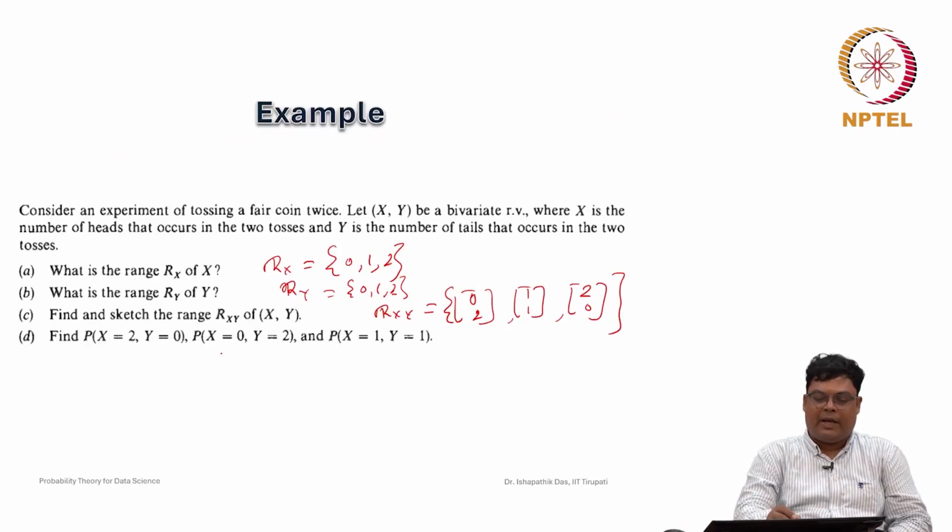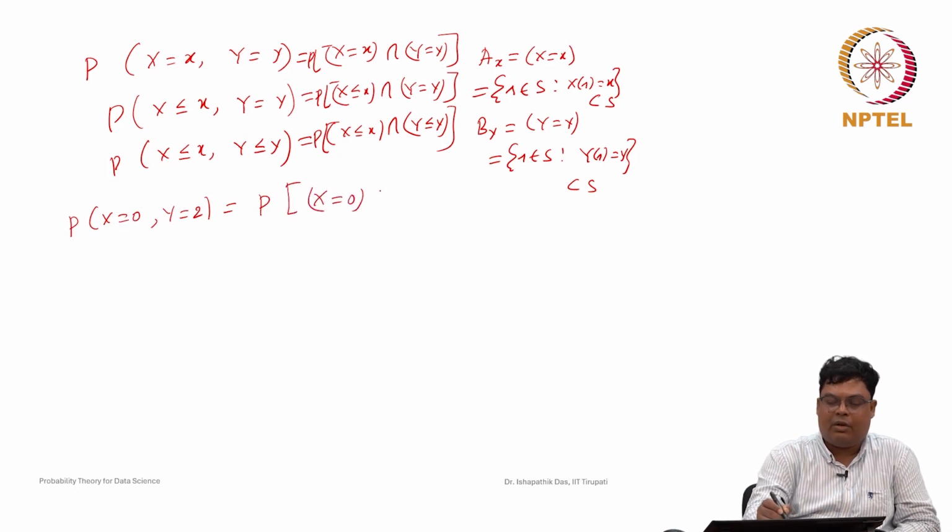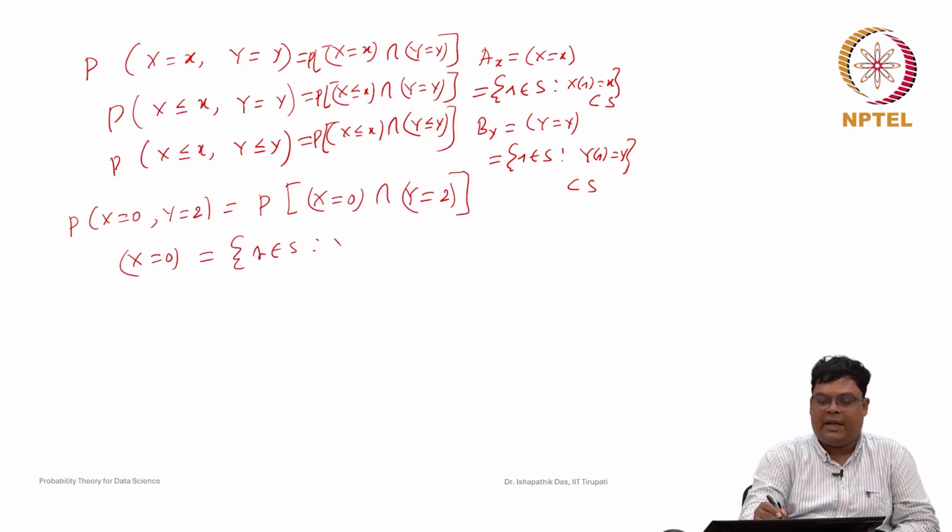How to find the probability of x equal to 0, y is equal to 2. So, the probability of x is equal to 0, y is equal to 2, is nothing but the probability that x is equal to 0 intersection y is equal to 2. So, x equal to 0, what is the event? X is equal to 0 is nothing but all s belonging to the sample space S such that X(s) is equal to 0.